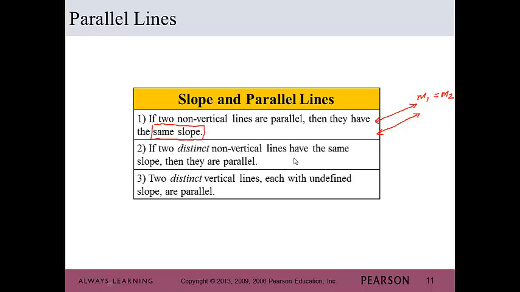And it says if two distinct non-vertical lines have the same slope, then they are parallel. Okay, same definition, just backwards. And it says two distinct vertical lines, each with undefined slope, are parallel. So vertical lines are written like this. And we know they're vertical, so we know the slope is undefined. And we know this slope is undefined. Since undefined equals undefined, these lines are actually parallel.